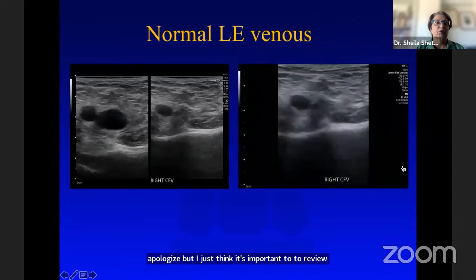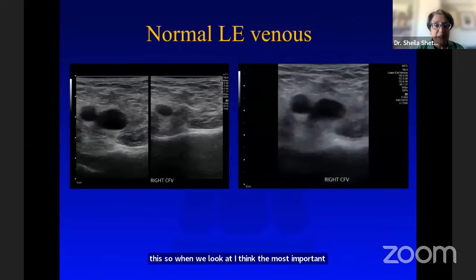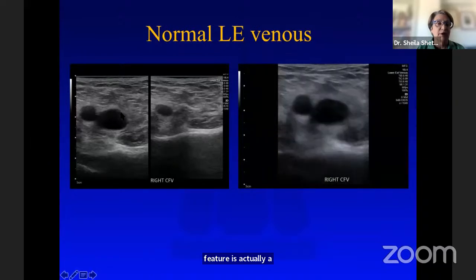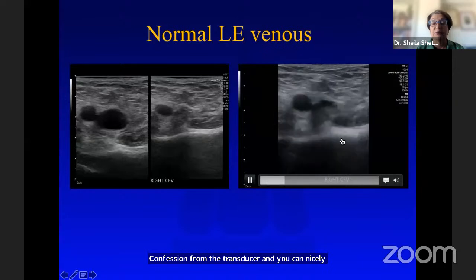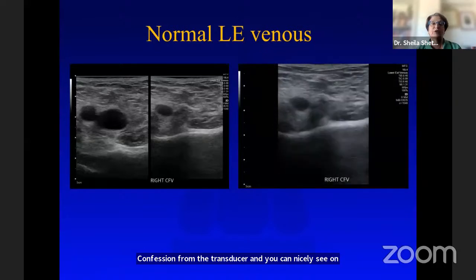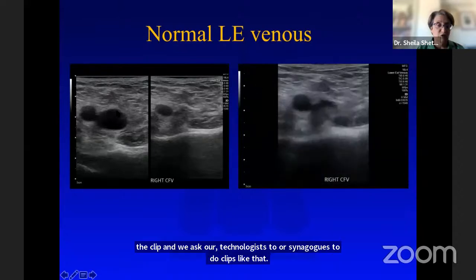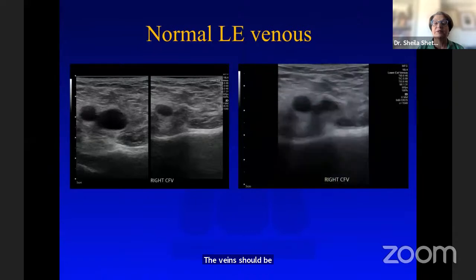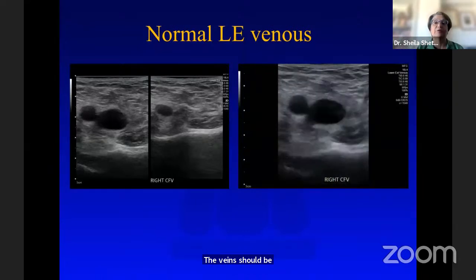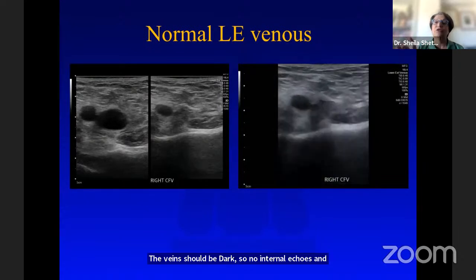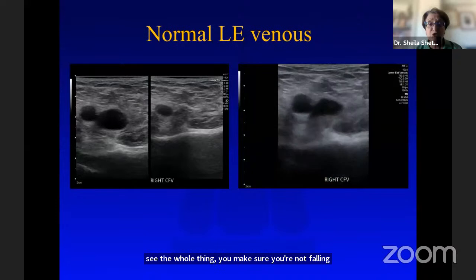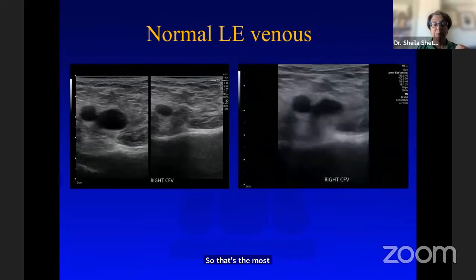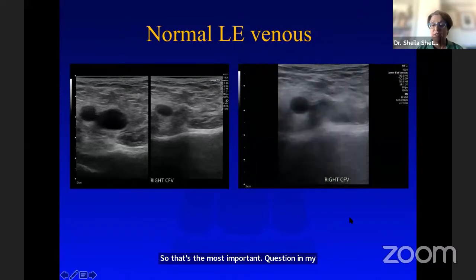When we look at a venous ultrasound, I think the most important feature is a transverse grayscale image, where here we have the common femoral vein, the artery and the vein, and we want to show compression from the transducer. You can nicely see on the clip, and we ask our technologists or sonographers to do clips like that. The vein should be dark, with no internal echoes, and should be very easily collapsible with just a little bit of pressure from the transducer. It's much easier to do it transverse because you see the whole vein, and you make sure you're not rolling off the vein as you might if you were doing it sagittally. So that's the most important portion, in my opinion, of the case to exclude a deep vein thrombosis.